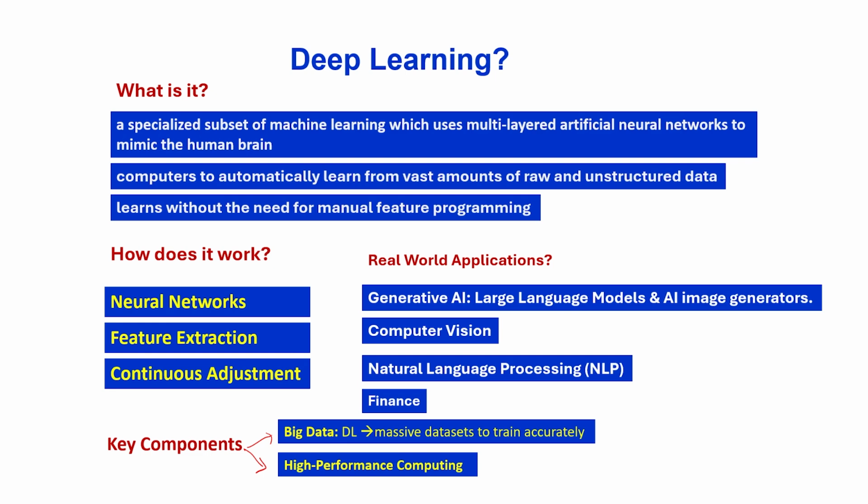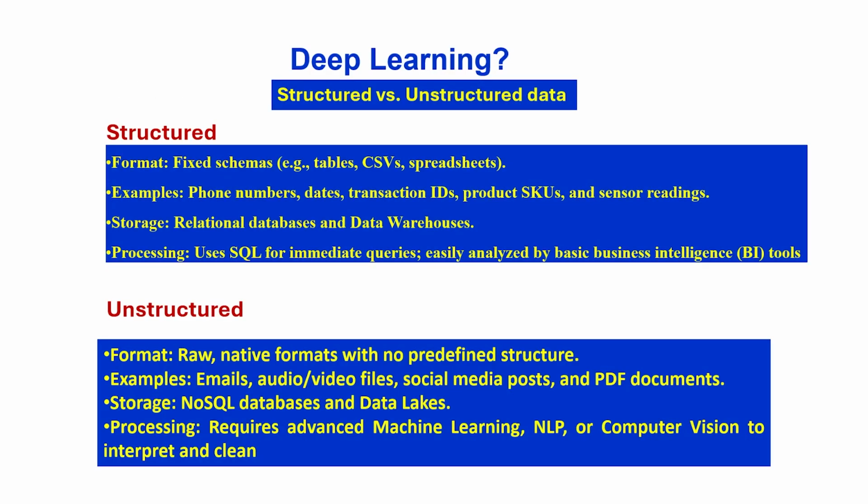This slide is very important, you should go over it nicely so that you understand everything clearly. Since we are talking about structured and unstructured data, let me clarify it carefully so that you do not forget it. What is structured data? It has a specific format, like fixed schemas, tables, comma separated CSV formats, spreadsheets like Excel sheets. Examples are phone numbers, dates, transaction IDs, product SKUs, sensor readings. Many times people come to take the electrical meter reading; that is basically nothing but structured data. It can be stored in relational databases and data warehouses, processed using structured query languages for immediate queries, and easily analyzed by basic business intelligence models.